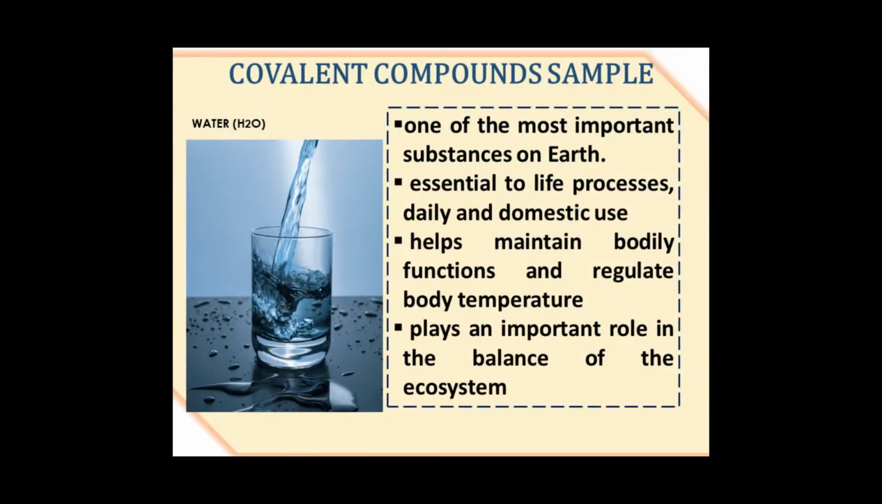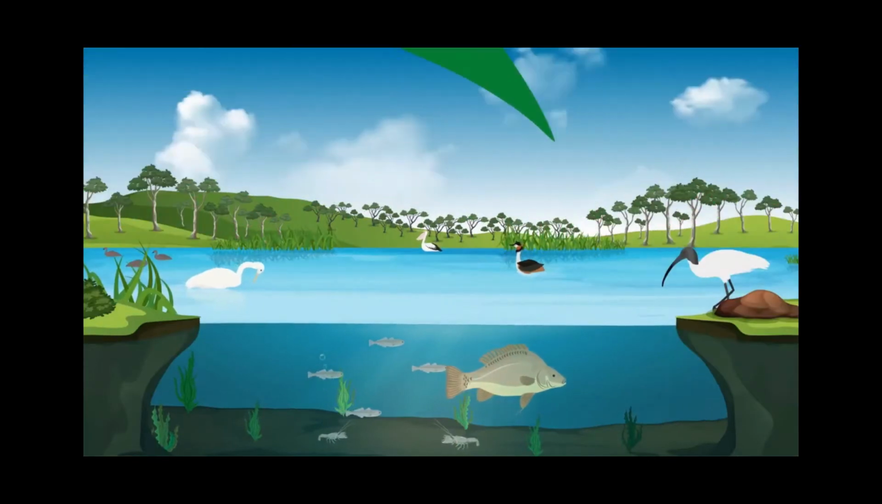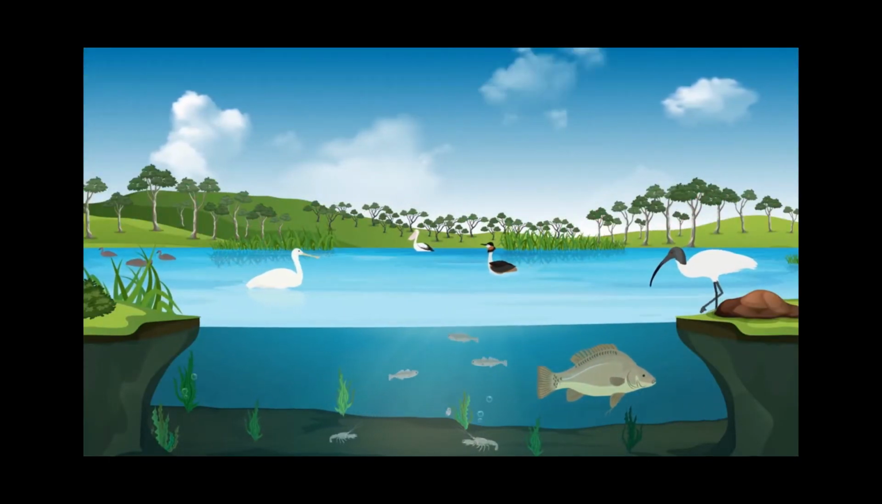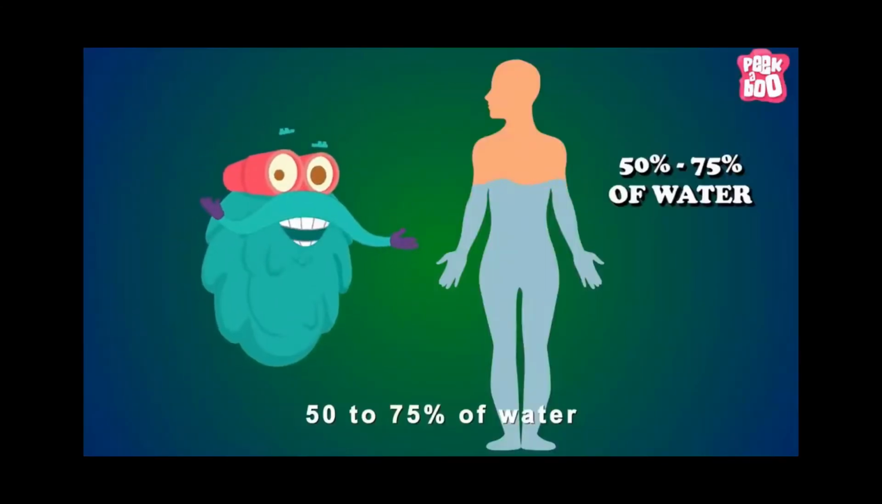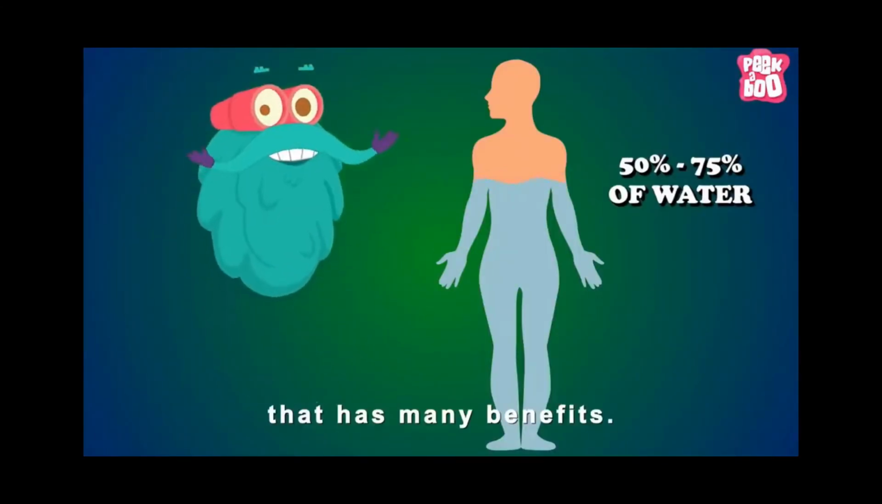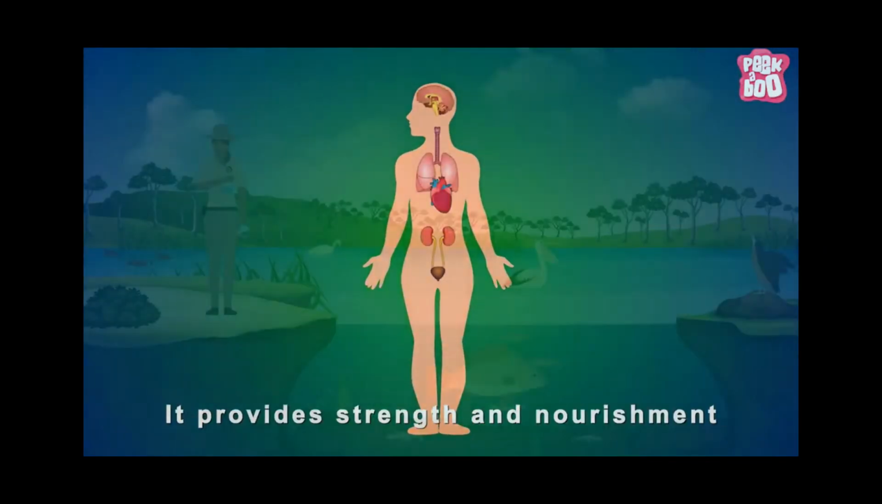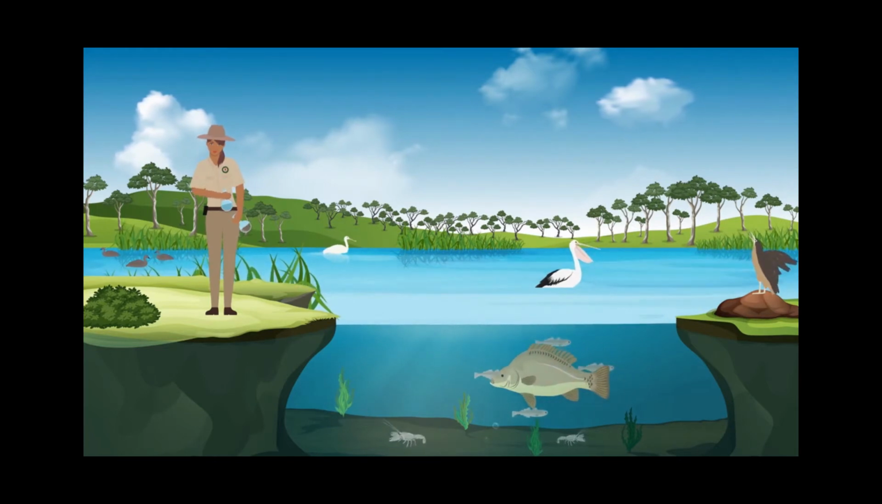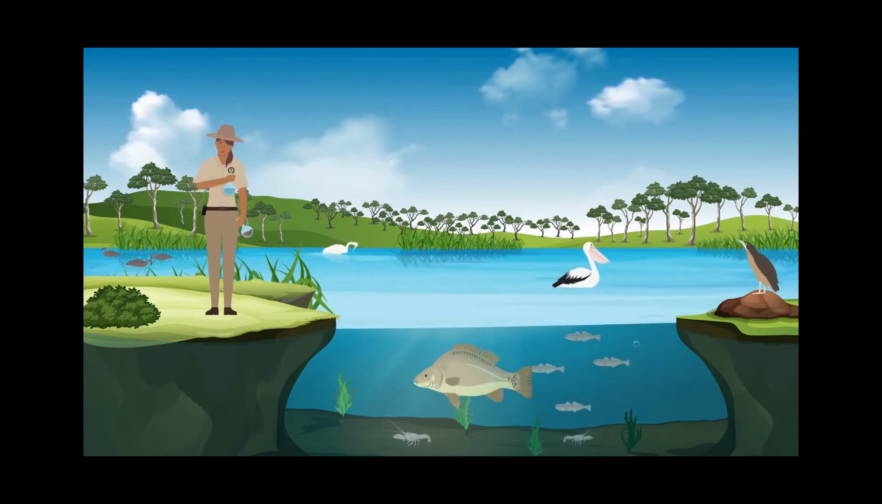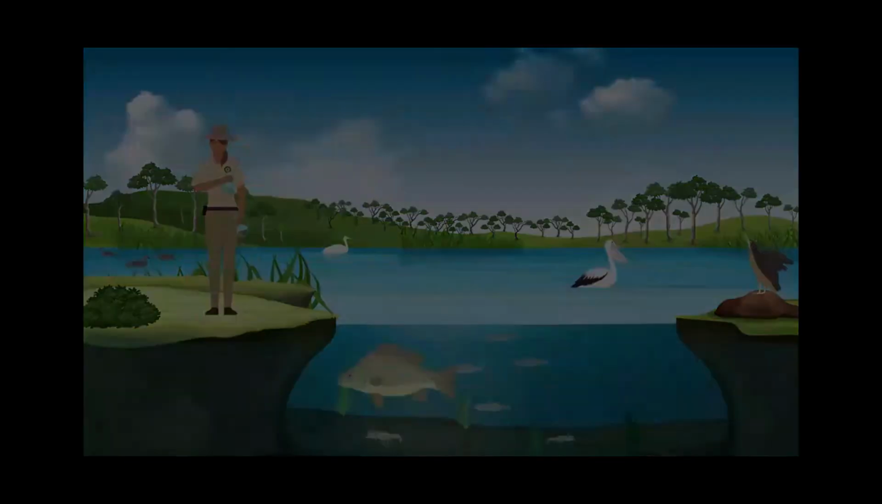Now, let's look at some examples of common covalent compounds and their uses. Water. It is one of the most important substances on Earth. It is essential to life processes, daily and domestic use. Our body needs water. It helps maintain bodily functions and regulate body temperature. In addition, water plays an important role in the balance of the ecosystem.